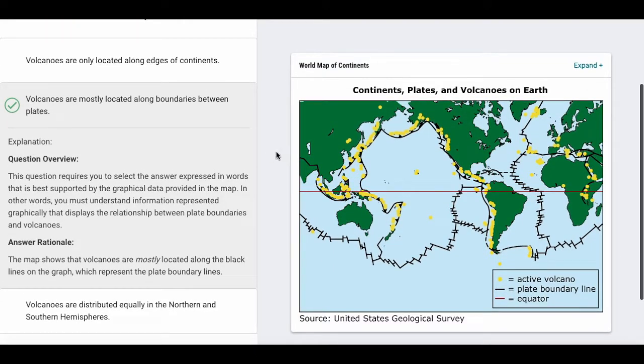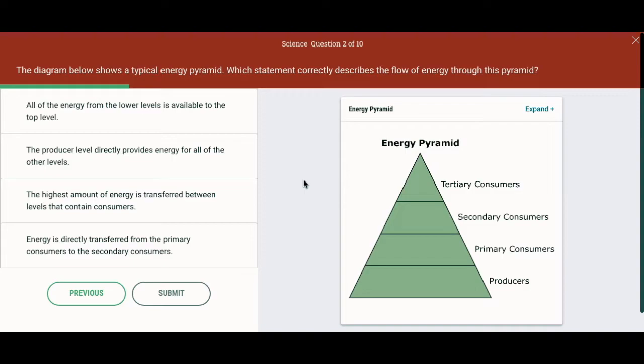And so if you want to, you can pause the video and you can read their explanation for it if you'd like, and then we'll move on. Okay, question 2. The diagram below shows a typical energy pyramid. Which statement correctly describes the flow of energy through the pyramid? Okay, so go ahead and pause the video and look at the answer choices and try to figure this out, and then we'll go over it.